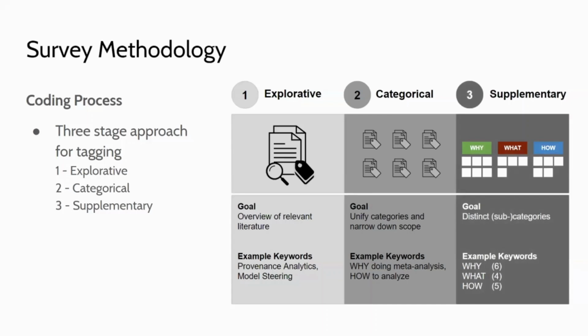In the last stage, supplementary tagging, we decided to further split up the two main categories, the why and how, into subcategories. Therefore, we divided the collection into 6 subcategories for the why aspect and 5 subcategories for the how. In the course of the analysis, we came to the conclusion that exclusively tagging the how section for provenance analytics is not sufficient. To address this issue, we introduced an additional what aspect that allowed us to characterize the different encodings of provenance data in more detail. After going through all 3 phases, we ended up with 105 papers.